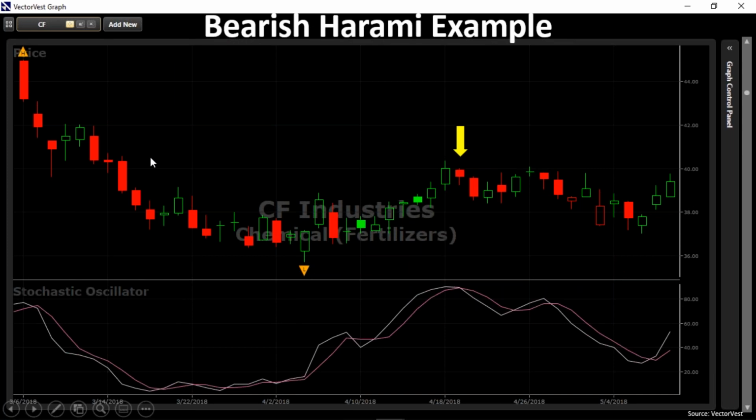There's your bearish Harami. Here's your uptrend. There's your stochastics above 80. Okay, kind of expecting a turning point, right? So there's your confirmation level. There's your initial stop loss level.